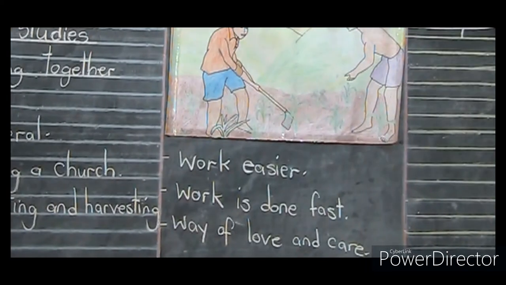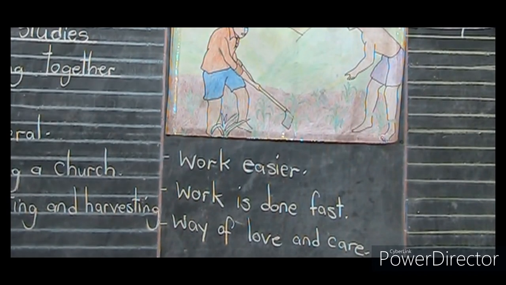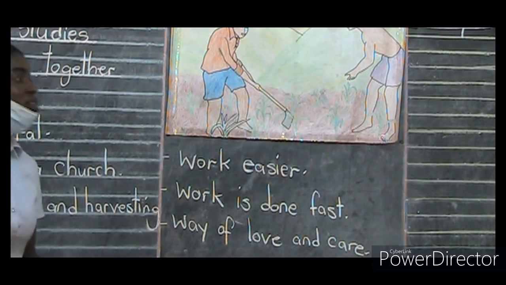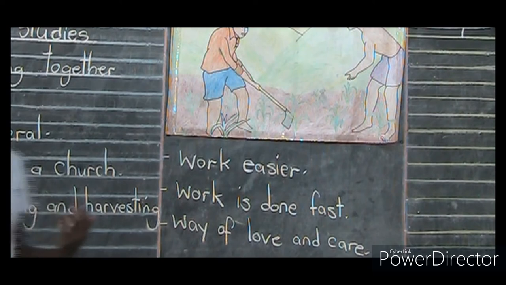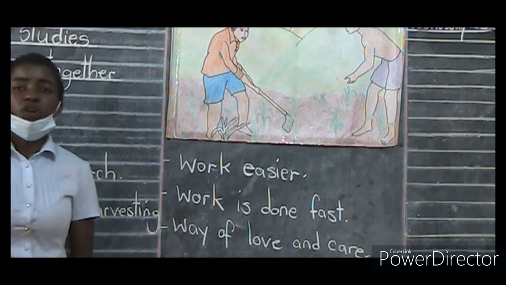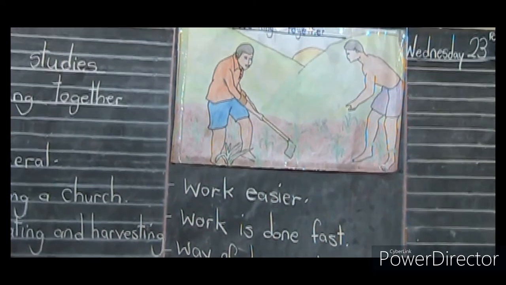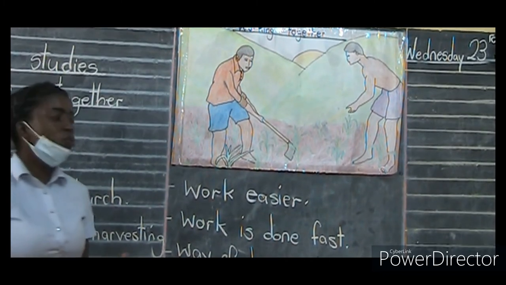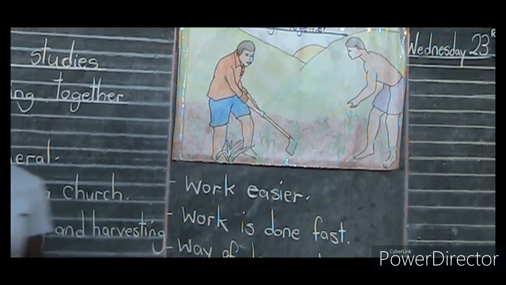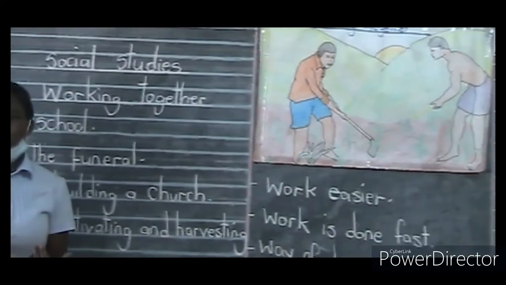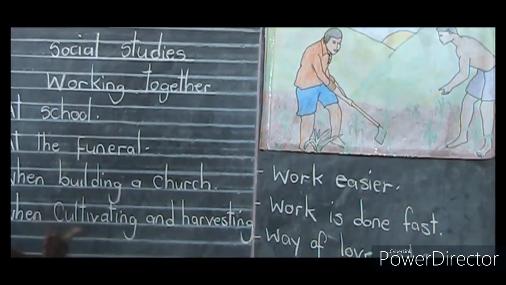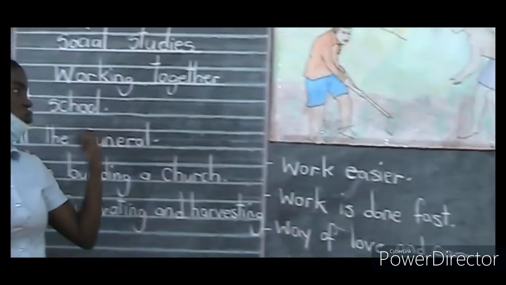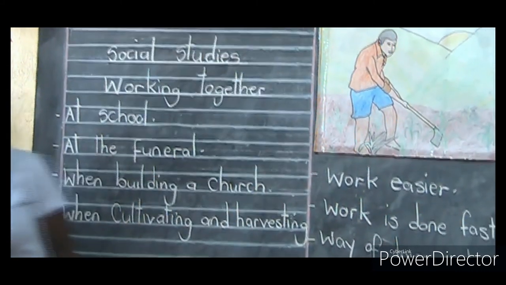So now, since we've spoken about the times when we're supposed to work together, we've also looked at a chart showing people cultivating, meaning these people are working together. We've also looked at the importance of working together. Why is it important for people to work together? So now we are going to look at an activity to see if we have really understood what we were discussing.